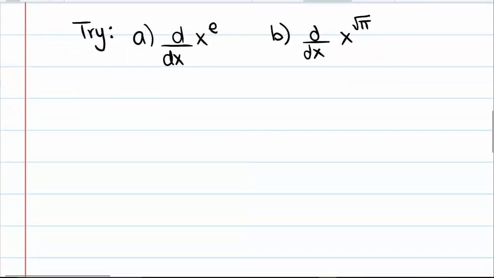Okay, so now that you have them worked out, let me do them so we can see if you got them right. So for A, we want to find the derivative of x to the e. So again, the power rule says I take the constant and move it to the front. So you get e times x to the power of e minus 1.